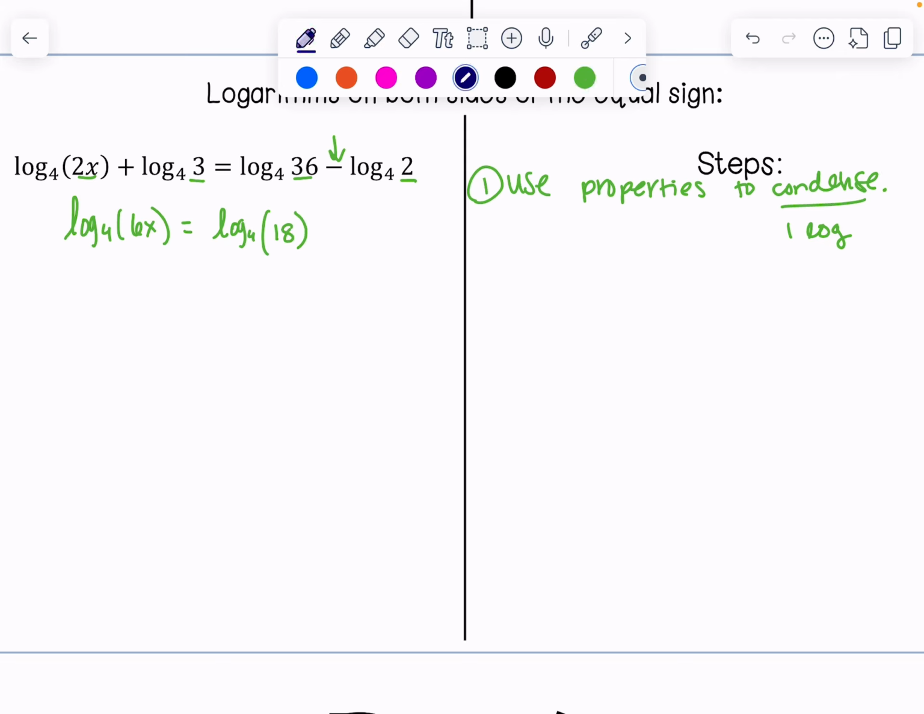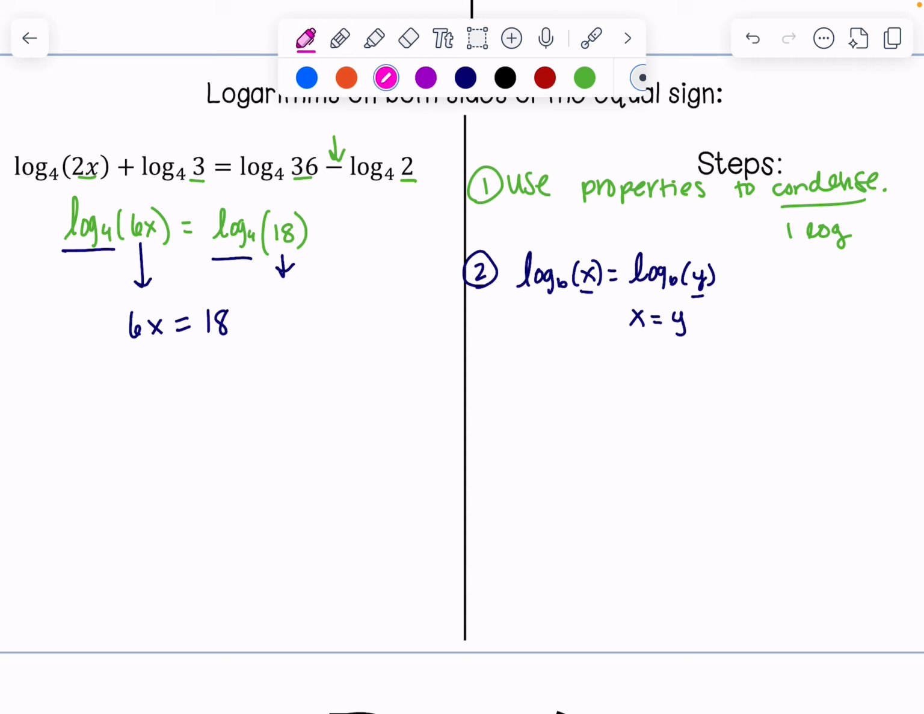Now, this is where we get to do something really cool. Because each side is just one logarithm, and they have the same base, you can use what we often call the one-to-one property. But really, what we're saying is that if you have log base b of x set equal to log base b of y, their arguments must be equal to each other. x must equal y. So once again, if it's only one logarithm and they have the same base, we can just take their arguments and say those must equal each other. So 6x must equal 18. Super cool, easy tool to use there.